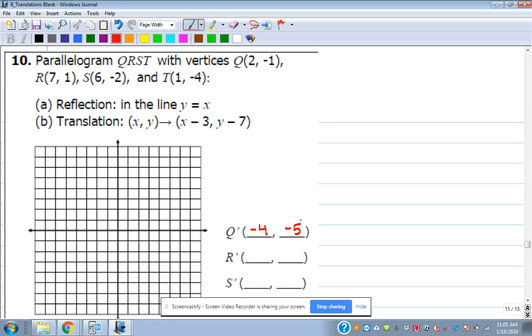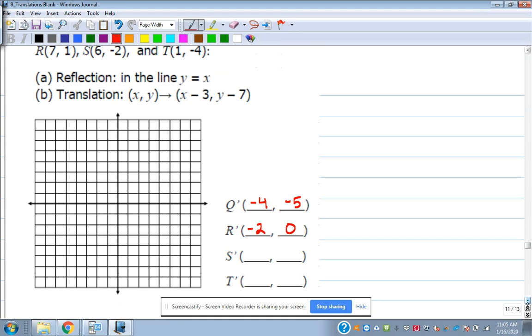R prime, swap 7 and 1, so it's 1, 7. 1 minus 3 is negative 2. 7 minus 7 would be 0. S prime, you're going to swap X and Y for the reflection part, so that's going to be negative 2, 6. Negative 2 for the x value minus 3 would be negative 5. 6 minus 7 would be negative 1. And then T, swap x and y, because of the reflection across y equals x, and that would be negative 4, 1. So negative 4 minus 3 would be negative 7. 1 minus 7 would be negative 6.